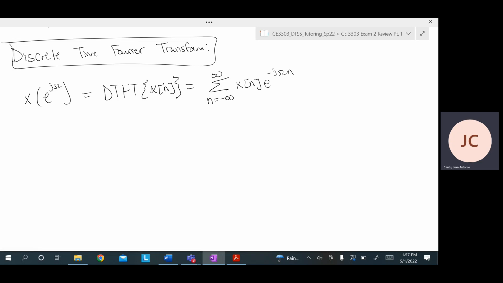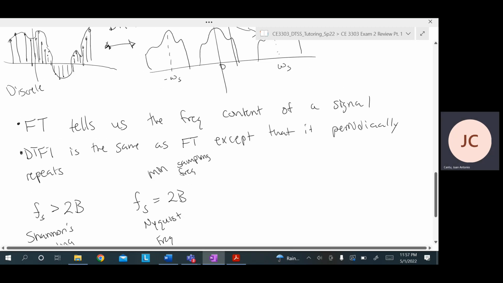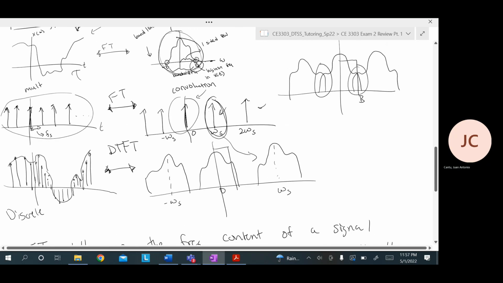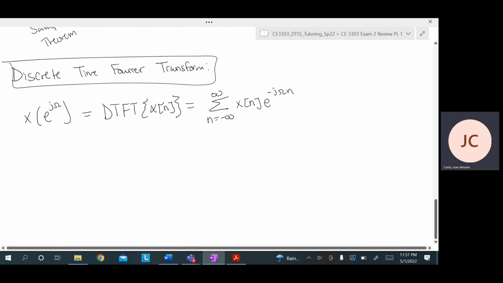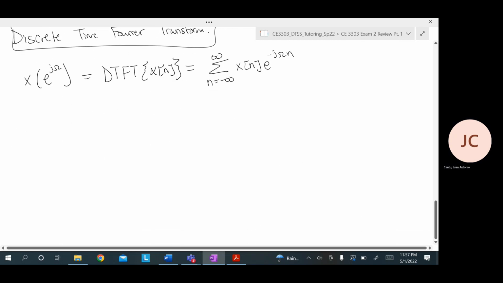Remember, this is telling us the frequency content of our signal. And the frequency content of our signal, even in discrete time, is the exact same as in continuous time as we saw. But simply, we just repeat that every 2 pi. Okay? So what you'll notice is, although we are using a discrete time signal in the time domain, if we take the discrete time Fourier transform, we actually get a continuous function out.